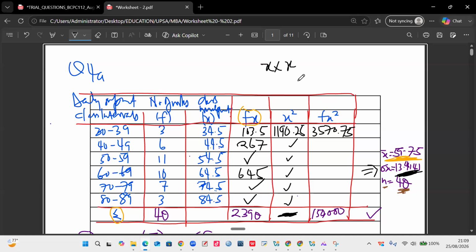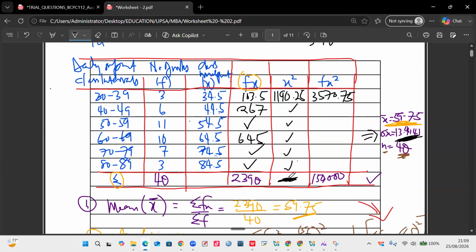So you can say 34.5 times 34.5. It should give you the same. Or 34.5 squared. Are you getting it? Then you come to 44.5 squared, 54.5. So you fill them all. Don't add them to find the total, because the calculator didn't give you any total. In other words, you don't use the x squared total for anything. Don't waste your time to go and add them.